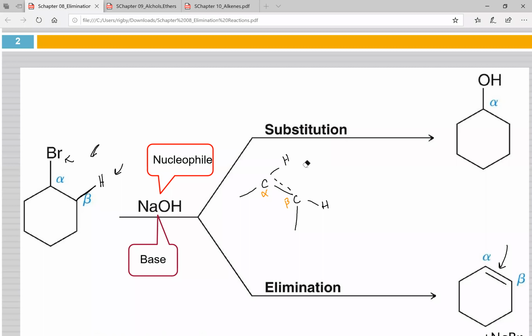So that's why we have to use the base to go ahead and grab on to that hydrogen there, and then the bond that was making that carbon hydrogen bond will move to become a double bond right here. And this is because when the leaving group leaves, it takes all of the electrons with it. So we have to get the electrons for the double bond somewhere else, and that somewhere else is that beta carbon hydrogen bond. Okay, and we'll get into this a little bit more.